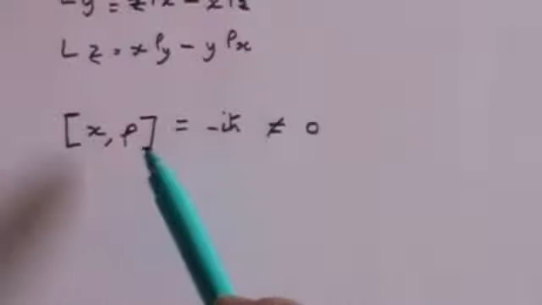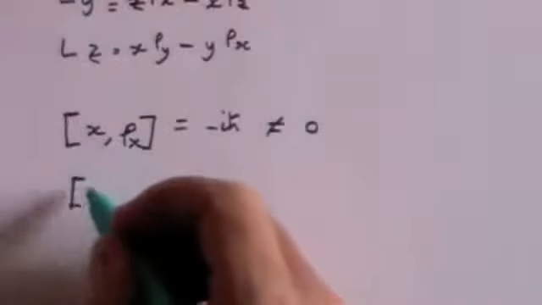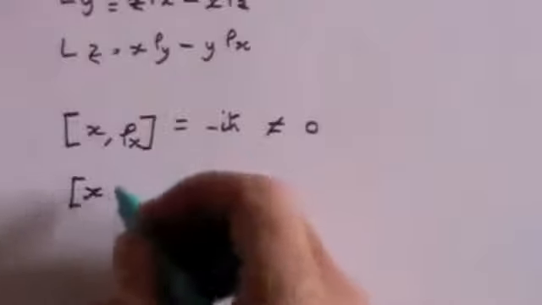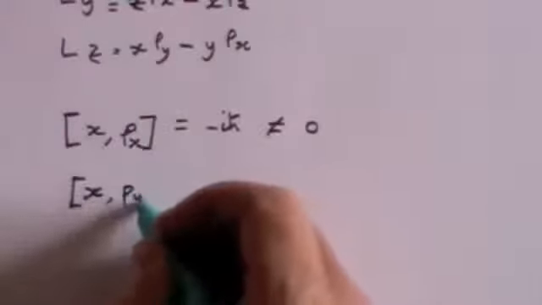Now I should be a little more precise about this, because I should give this the subscript x. You cannot measure the x coordinate and the px coordinate of momentum at the same time. You can measure the x component of position and the y component of momentum at the same time. That commutator does equal 0.